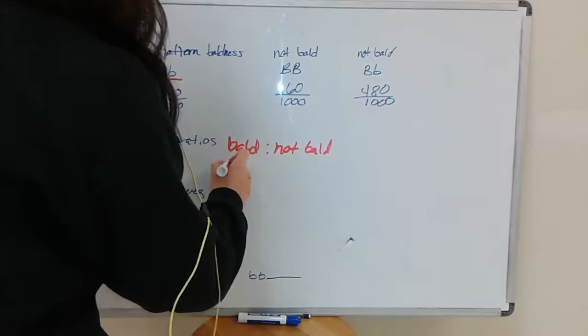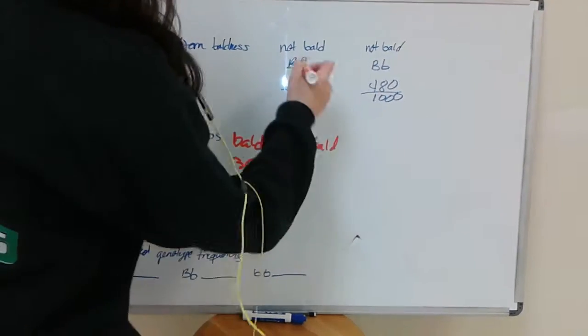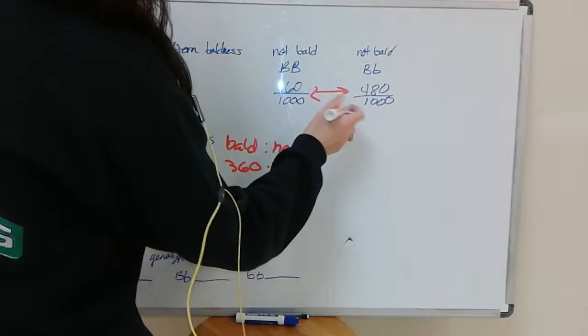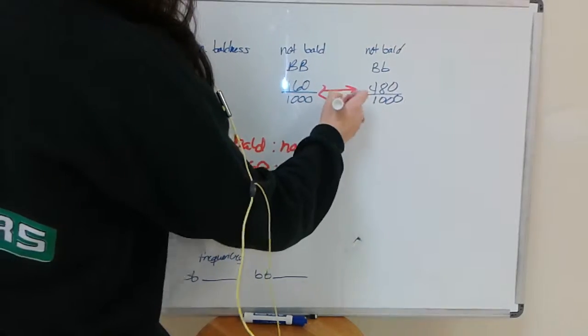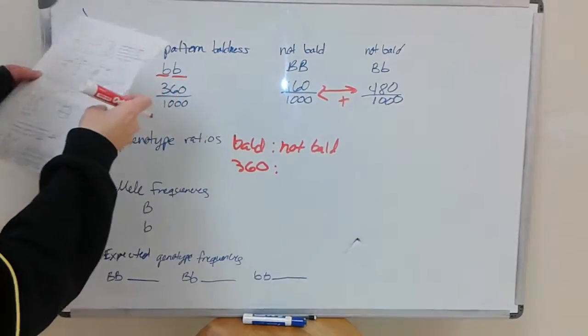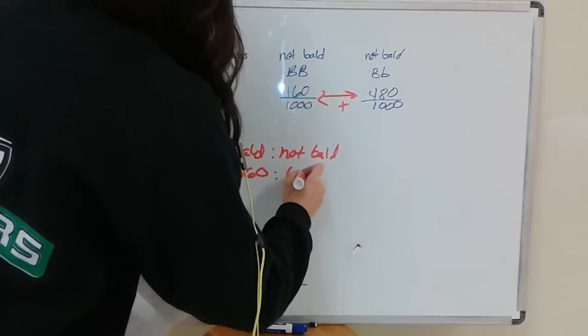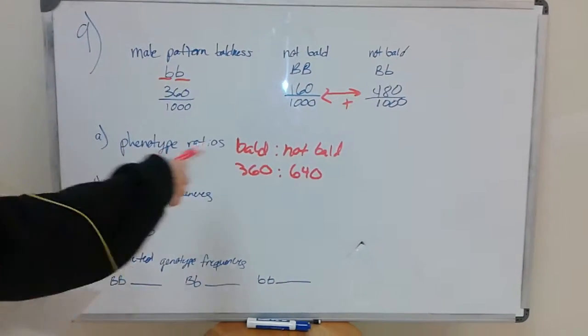So in this case, it's going to be 360. You add these two together, because in both cases the men here are not bald, and what you get is 640. So this is the ratio of bald to not bald.